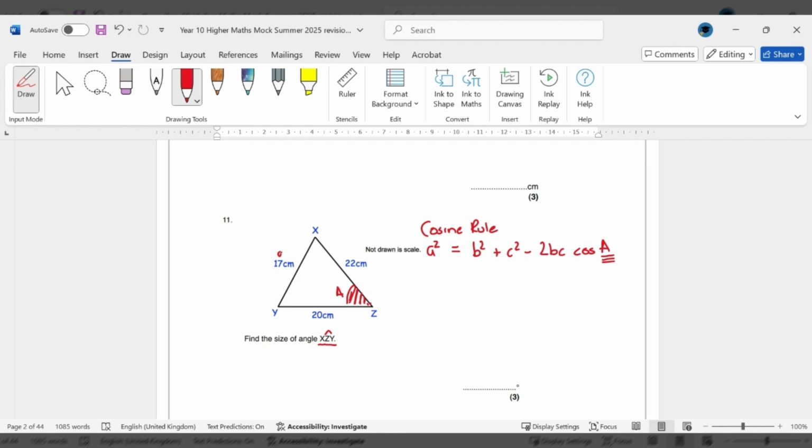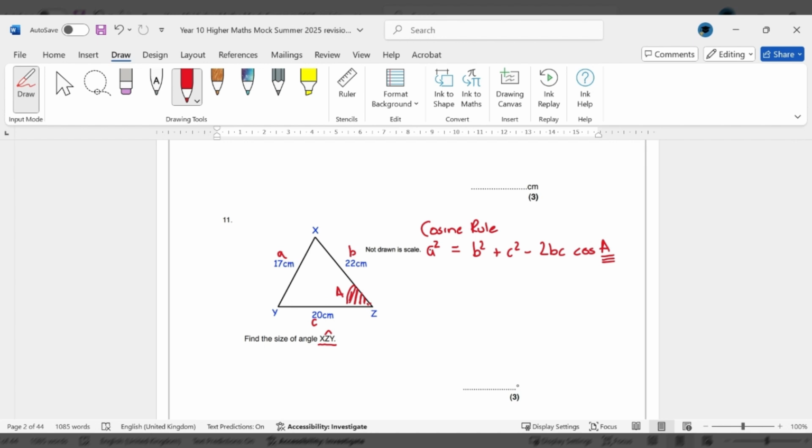Opposite it becomes little a. So the side opposite capital A is little a, right? So, let's say that again, the angle that you want to find out in the question, you call it capital A, and then the side opposite it becomes little a. The other 2 sides are little b and little c, but it doesn't matter which way round. So as long as you get capital A in the right place and little a opposite it as the side, b and c don't matter.